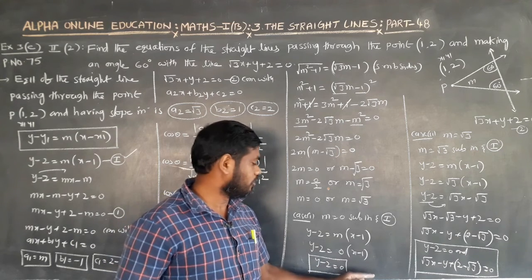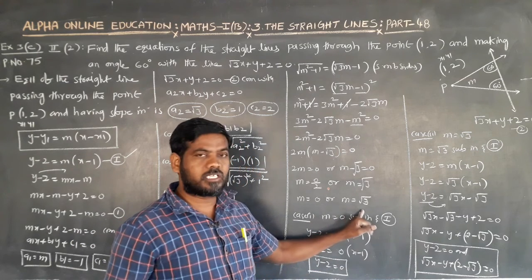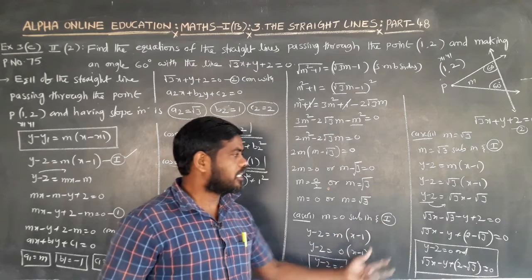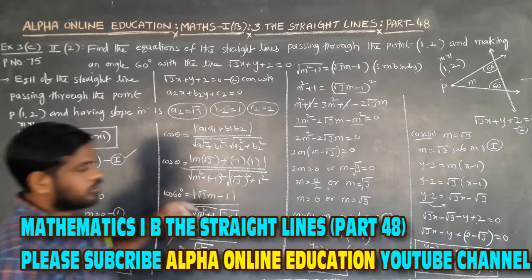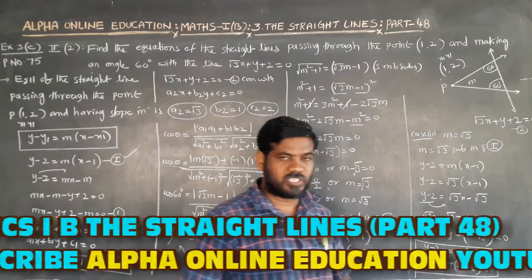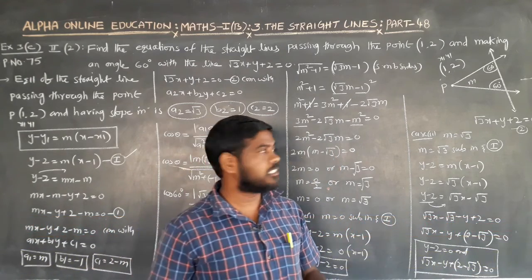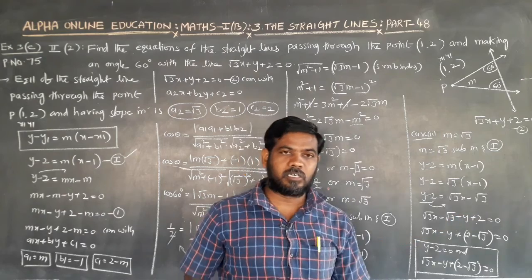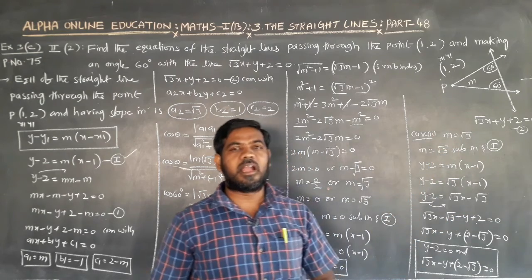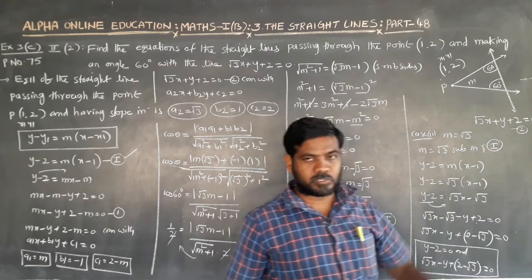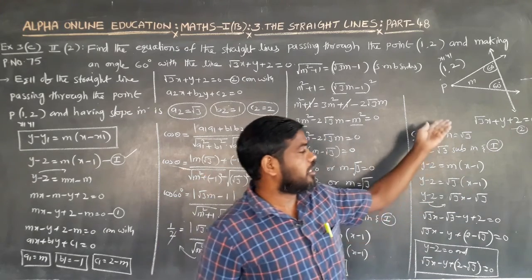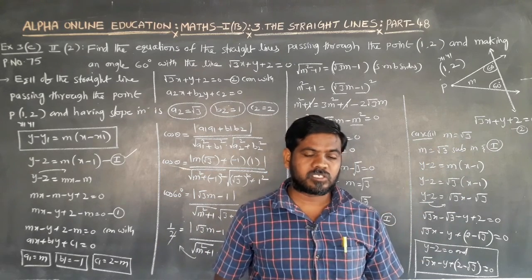M is equal to 0 and m is equal to root 3. Substitute in equation number 1, which gives the required equation of the straight lines passing through the point (1, 2) and making an angle of 60 degrees with the line root 3 x plus y plus 2 is equal to 0. Similarly, try one or two problems.